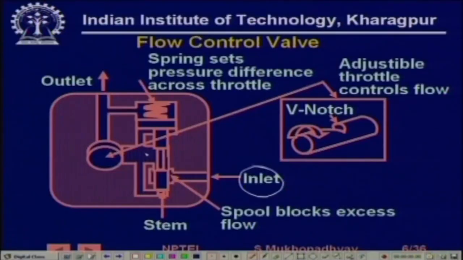So how is that achieved? This is the inlet port. So what is the fluid path? The fluid path is through this, like this. This is the fluid path. There are two obstructions. One obstruction is this one. This is actually a cross-sectional view. So the actual thing is like this.